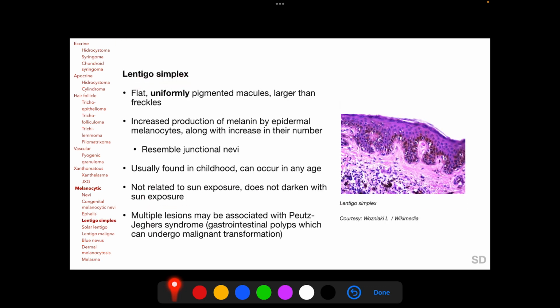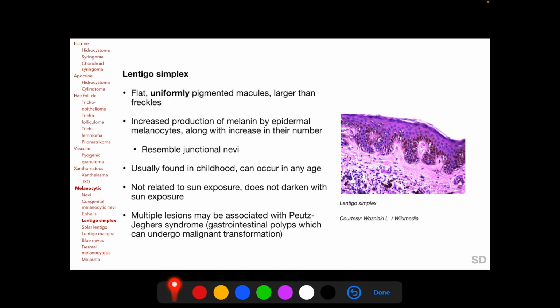Lentigo simplex are flat, uniformly pigmented macules. Being flat with uniform pigmentation are characteristics of lentigo simplex. They represent increased production of melanin by epidermal melanocytes, as well as an increase in the number of epidermal melanocytes along the basal layer of the epidermis. So they resemble junctional nevi but are composed of epidermal melanocytes and not nevus cells.